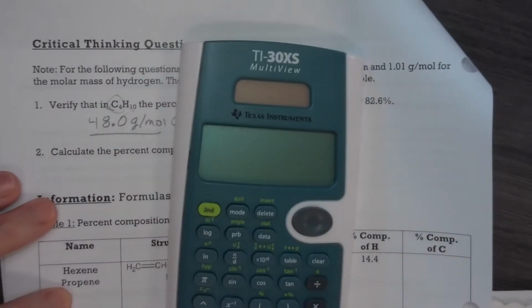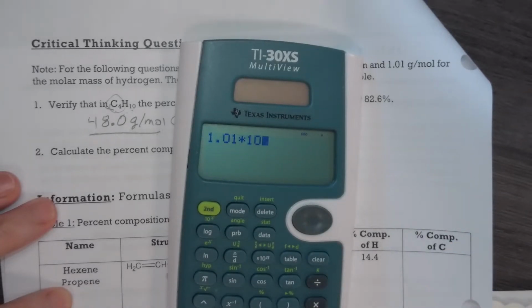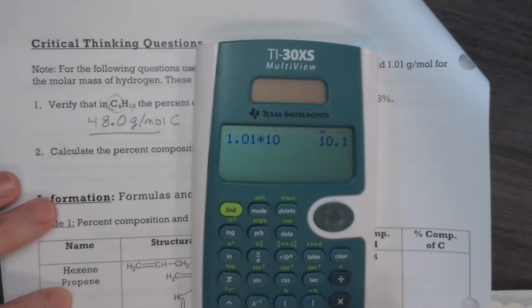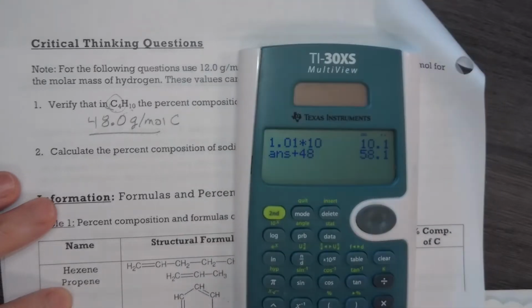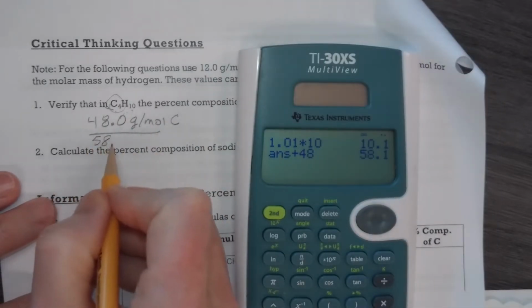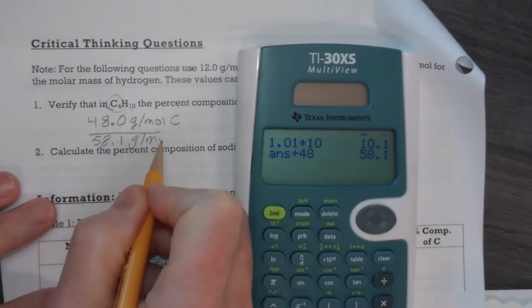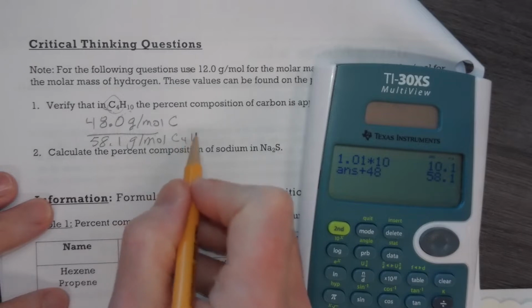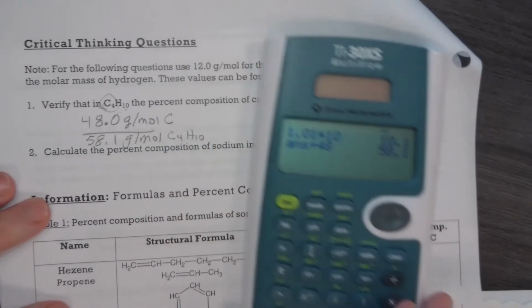So with a calculator, not that I need one, 1.01 times 10 atoms of hydrogen gives me 10.1. And then I add that to 48 to get 58.1 grams per mole of the entire compound of C4H10, which is butane.